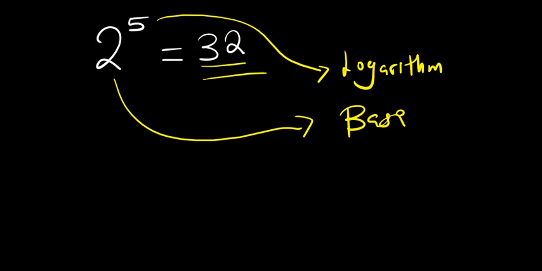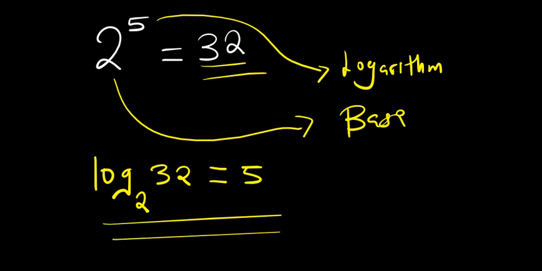So if that is the case, this can be written as, since we are saying the 5 is a logarithm, in this case we are going to say log. Now 2 is the base, so I'm going to put it as the base. 32 is the answer, so I'm going to say 32. What is the logarithm? The logarithm was 5. So basically this is how you can write a log. So if they say log base 2 of 32 is equal to 5, 5 is the logarithm.